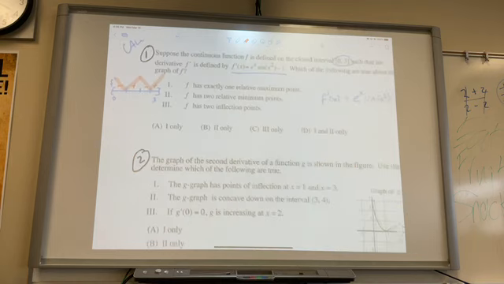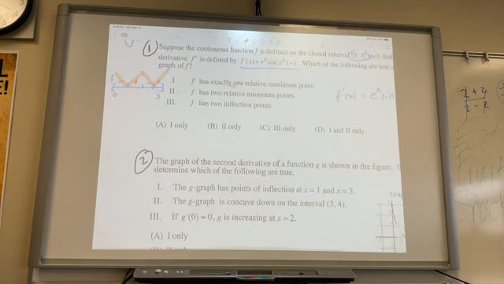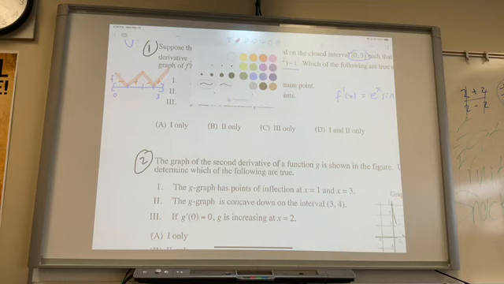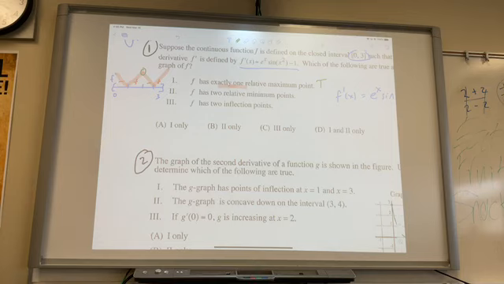Does this have exactly one relative max? That's true. It's right there. Endpoints are never relative. They're absolute maximums, but they're not relative, okay? So, that's true. Does it have two relative mins? Yes, that is true. Does it have two inflection points? That I don't know yet. But also it has to be 1 and 2. So that is D.